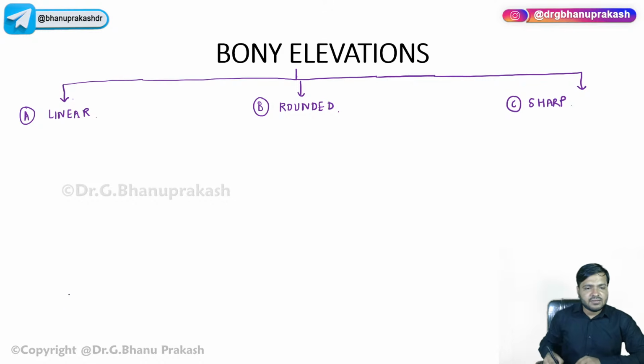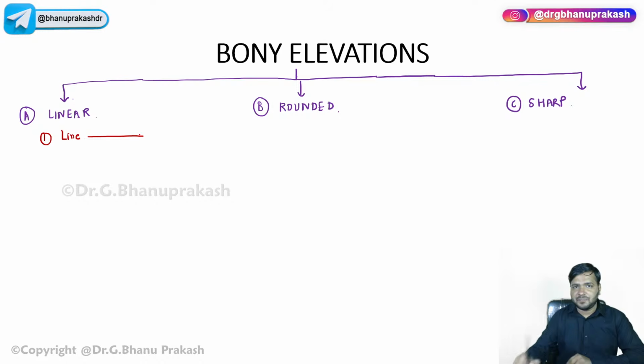Now, the linear has three categories, guys. Remember, the very first one is called the line. Line is simple like this. You guys are going to tell me where we have used the word line.